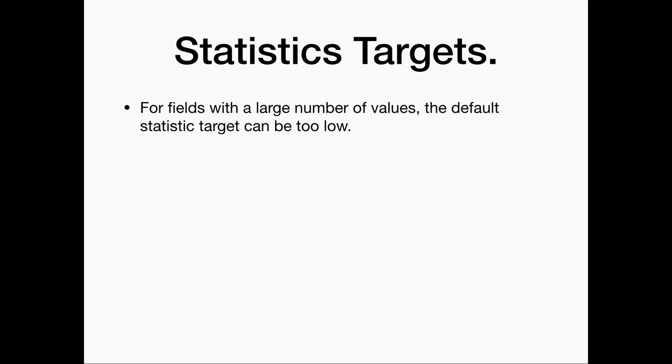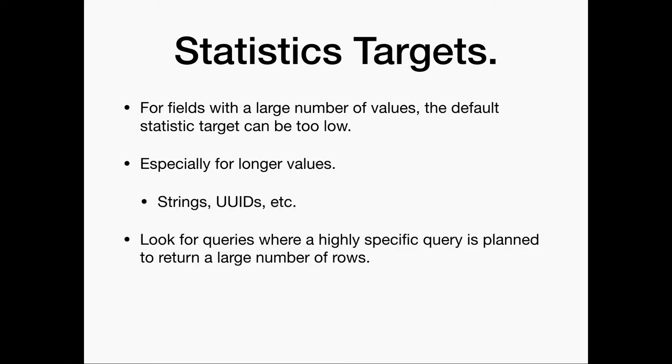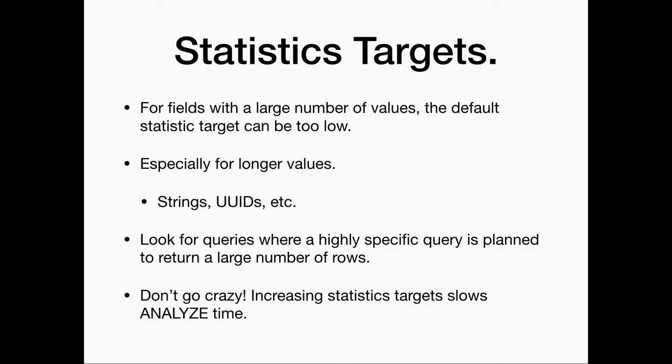And statistics targets. For fields with a large number of values, the default statistics target can be too low. This is especially problematic for larger values, again, like URLs, UUIDs, things like that. Look for queries where a specific query is planned to return a large number of rows, especially where the estimates versus the actual returns are way out of whack. You can often get significant improvement there by increasing the statistics target for a column. Just don't go crazy with it. Don't globally set it to 10,000, because this significantly increases analyze time on the table whose columns you've bumped up.